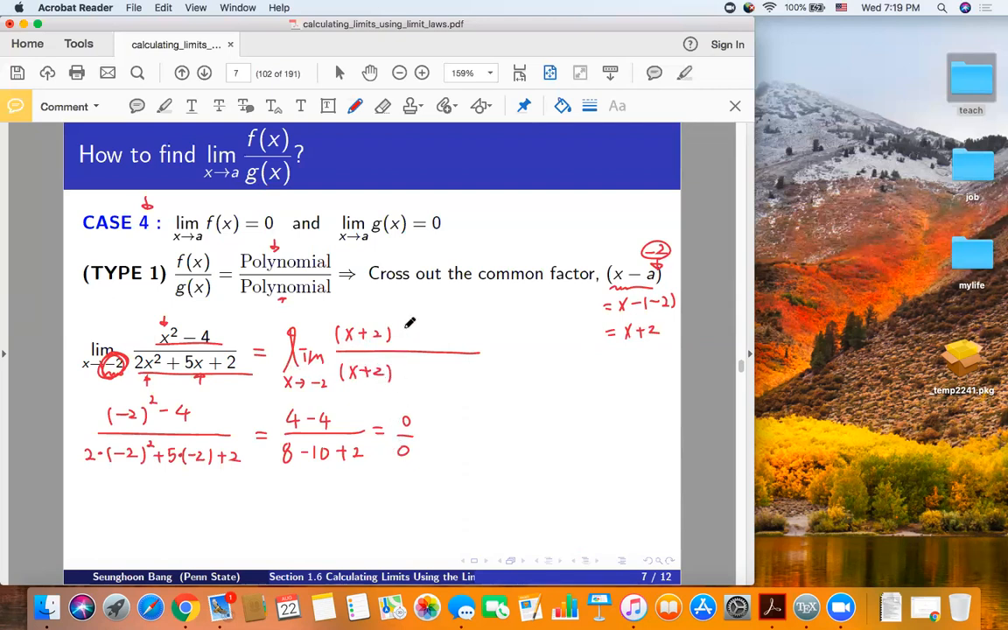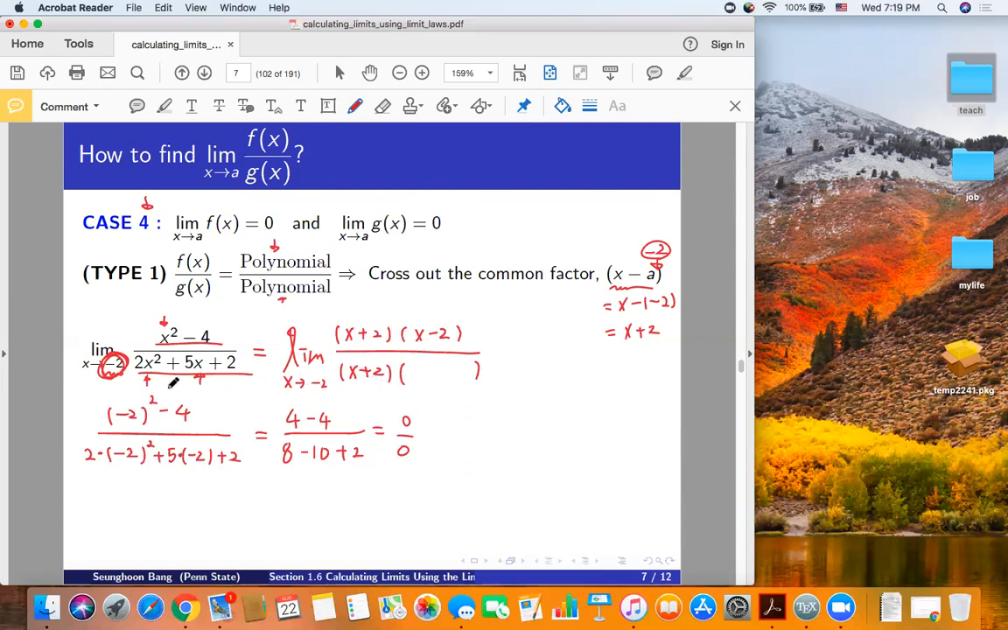You can decide the other factor. What's that? What is the other factor from the top? Yes, x minus 2. You're right. x squared minus 4, since 2 times negative 2 is exactly minus 4. The next one: what is the other factor in the bottom one?